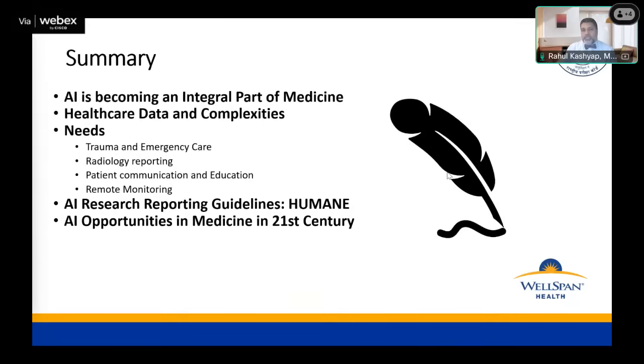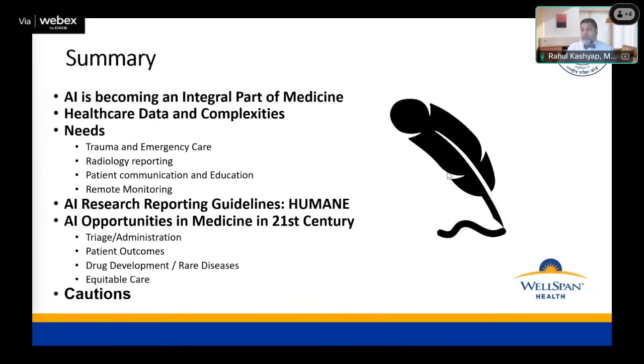I've shared with you a humane checklist and a humanly framework to evaluate these papers or these models before you start implementing them or start thinking about them. And there are tons of opportunities for you as learners and the future of healthcare in India and abroad, in triage and administration, patient outcomes, drug development, and rare diseases, and providing equitable care. You can never be cautious enough, so that's one of the summary points I want to make sure you guys are paying attention to, what is coming out of it and being engaged there, so then you can help improve it.